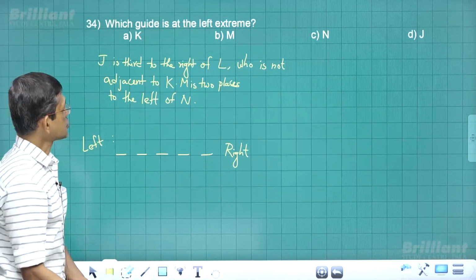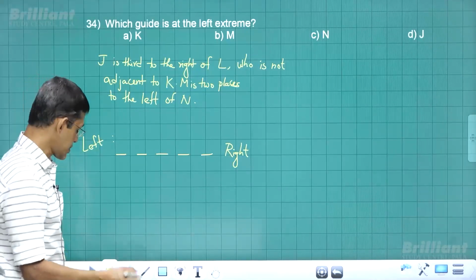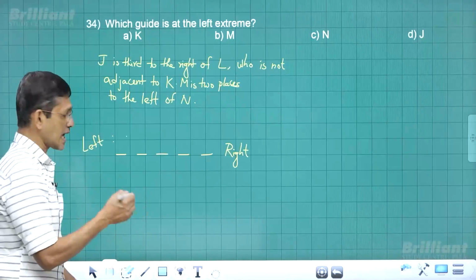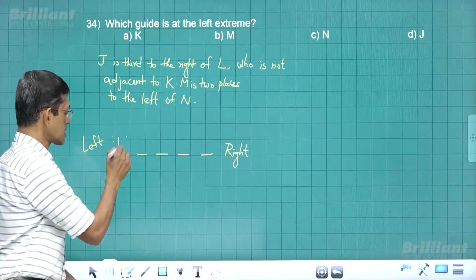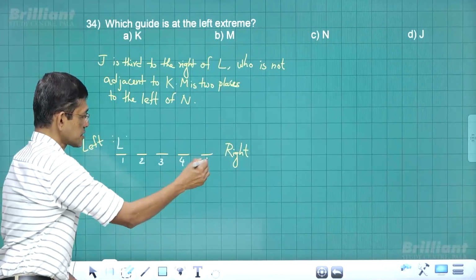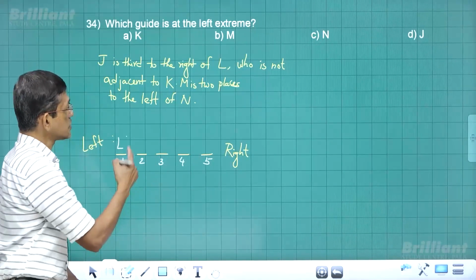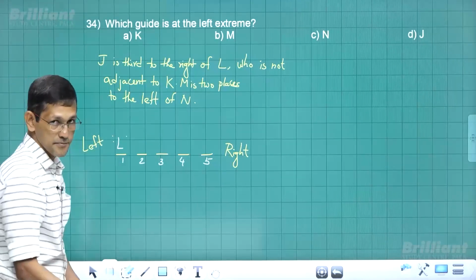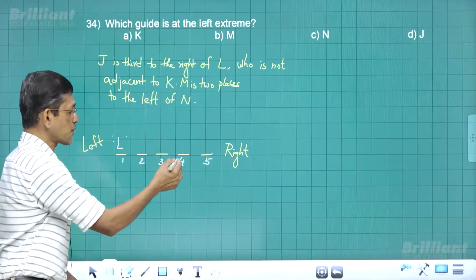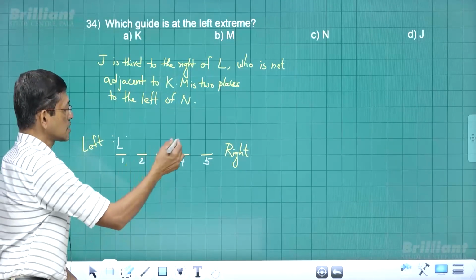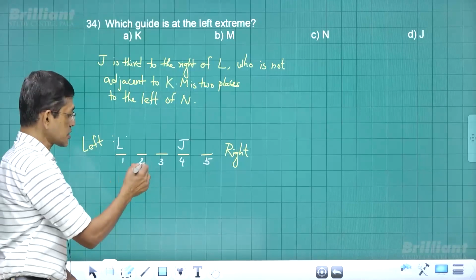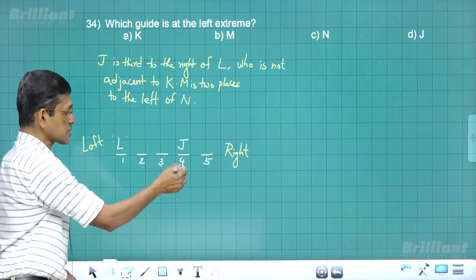Now, what are the conditions? J is third to the right of L. So wherever L sits, J must be third to the right. If L is here, in positions 1, 2, 3, 4, 5, J is what? Third to the right, so 3 places to the right from the first position. 1 plus 3 is 4. So J must be here. If L is here, J must be here: one position to the right, second position to the right, third position to the right.